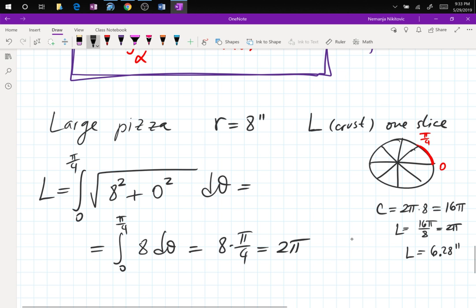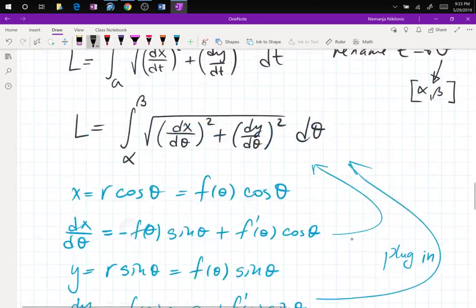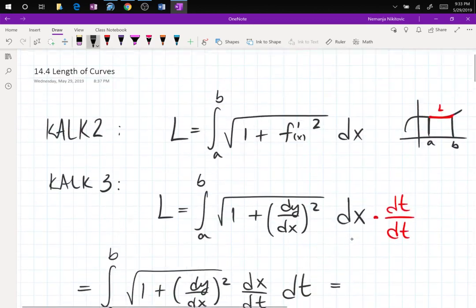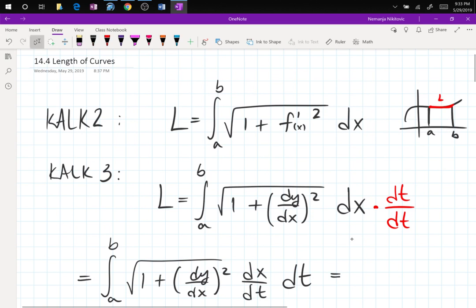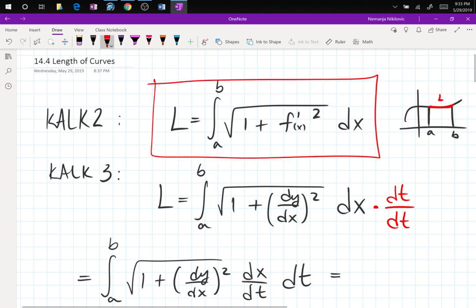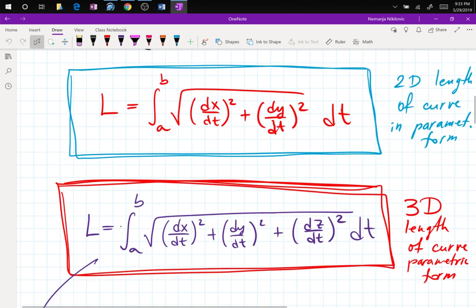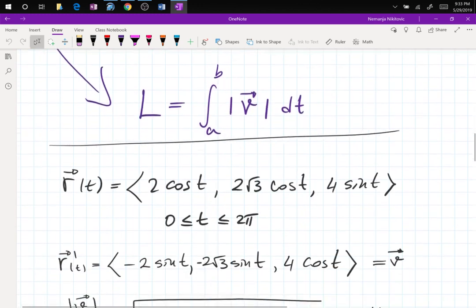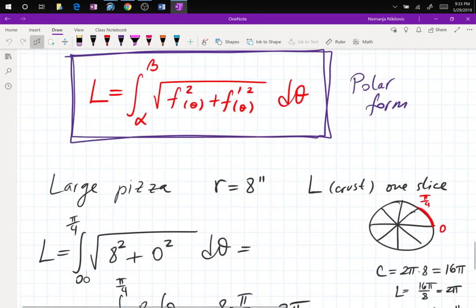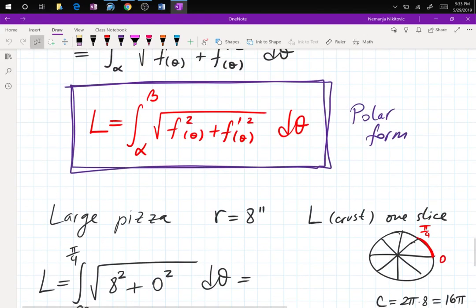We have 4 formulas altogether here, and those 4 include the original Calculus 2 formula that still might be useful here and there, so keep that one in mind as well. So Calculus 2 formula, then 2-dimensional and 3-dimensional parametrization formula, and finally the polar form formula, which is also 2D. So we have 3 2D formulas and 1 3D formula for length of curves.